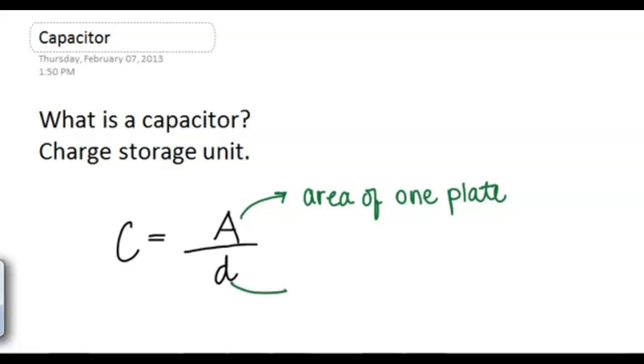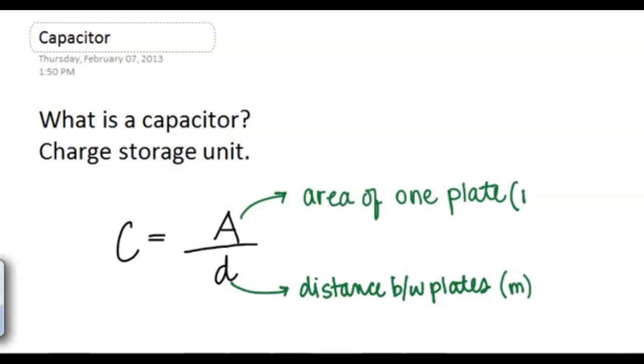Okay, so this is the distance between the two plates. And distance would be measured in meters. And what about area? Let's hop back up here. What would area be measured in? Meters squared. Okay, great.